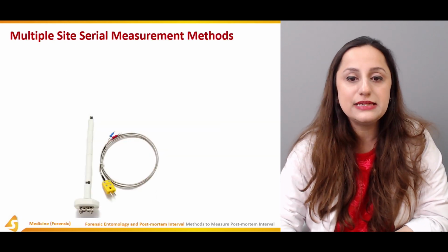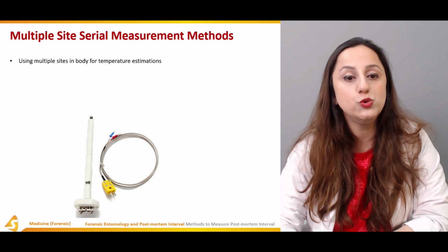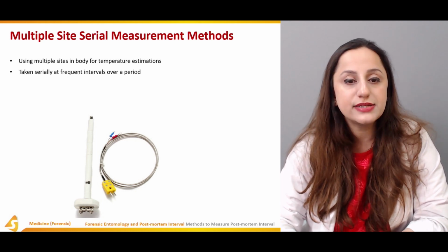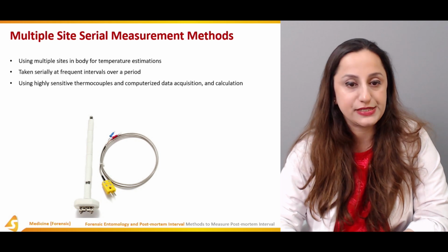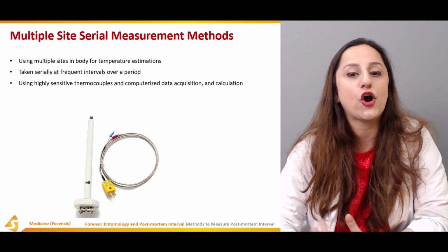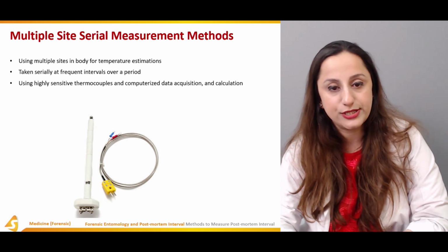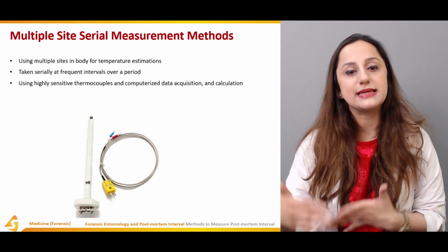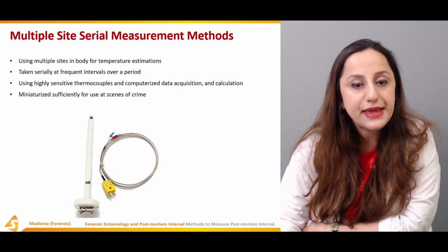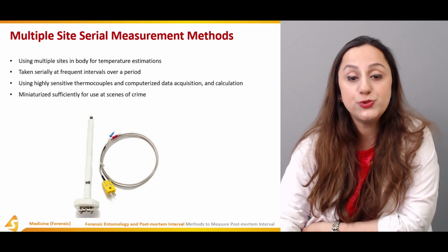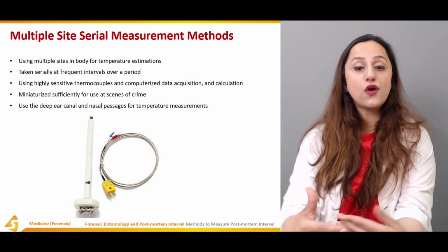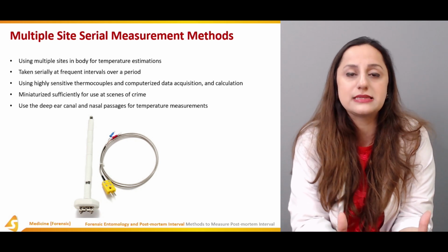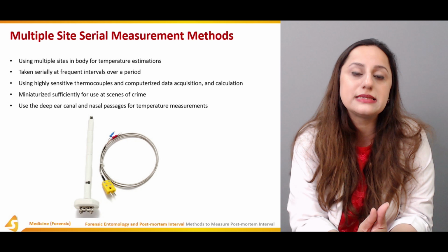Now, the multiple site serial measurement methods include using multiple sites in the body for temperature estimation, taken serially at frequent intervals over a period of time using highly sensitive thermocouples and computerized data acquisition and calculations. So we have to basically get the temperatures at different sites at different intervals, and miniaturized sufficiently for use at the scenes of crime. Now, use of the deep ear canals and the nasal passages for temperature measurement is still the mainstay in all of these cases, and we can still refer to them.